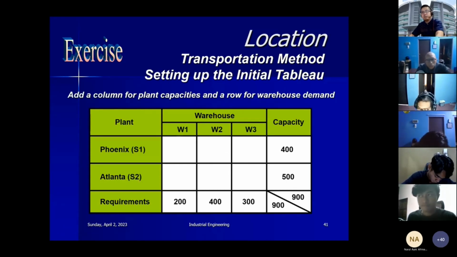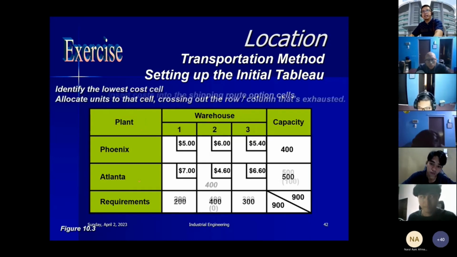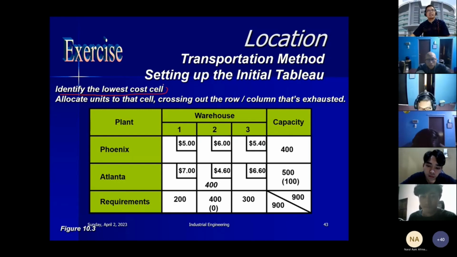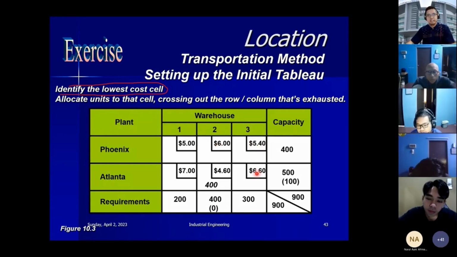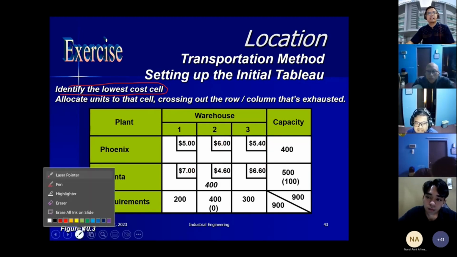Okay, find out which one has the lowest. Identify first the lowest cost cell, in between 5 ringgit or 6 ringgit. Okay, wait, I use my laser pointer. Okay, 5 ringgit, 6 ringgit, 5 ringgit 40 cents, 6 ringgit 60 cents, 4 ringgit 60 cents, and 7 ringgit. Which one has the lower cost? 5 ringgit, 4 ringgit 60 cents.